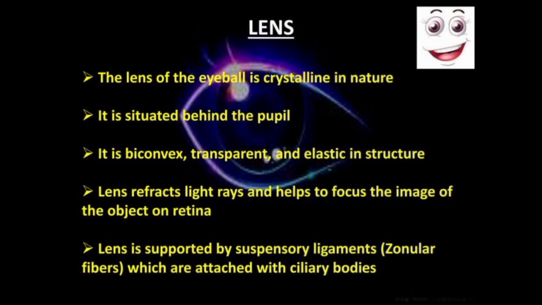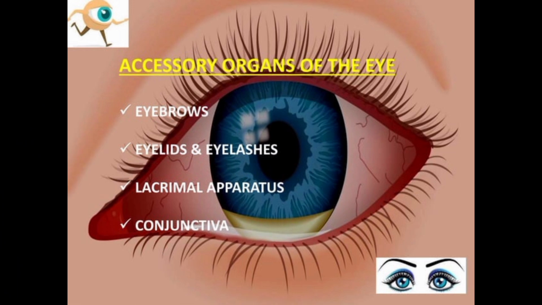Lens. The lens of the eyeball is crystalline in nature. It is situated behind the pupil. It is biconvex, transparent, and elastic in structure. The lens refracts light rays and helps to focus the image of the object on the retina. The lens is supported by suspensory ligaments, the zonular fibers, which are attached to the ciliary body.